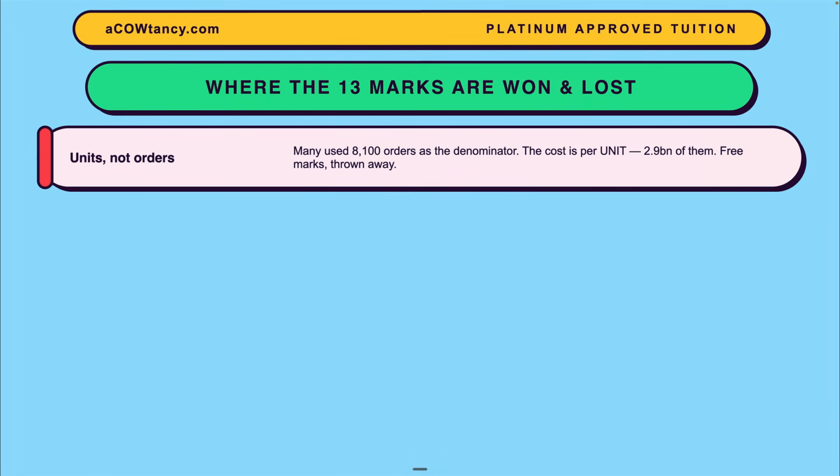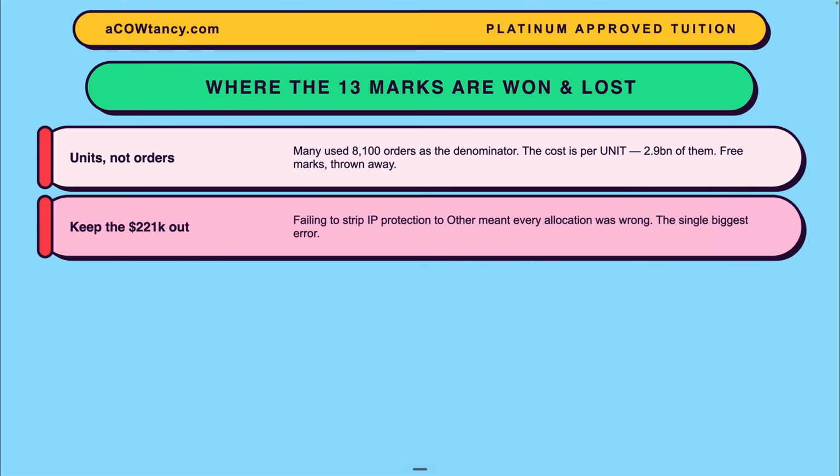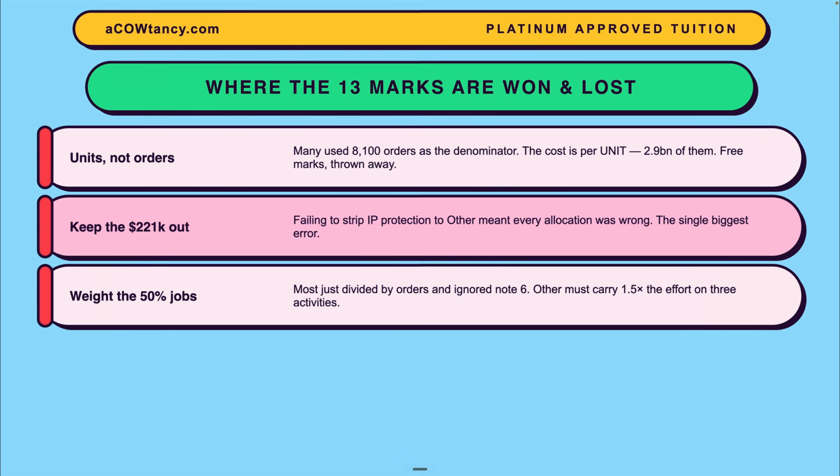So that's it. Where did people go wrong? They used 8,100 orders as the denominator. Well, they shouldn't. They should have used 2.9 billion. Many forgot to take the 221k out, even though that was pretty obvious. It just told you straight away. The 50% weighting was quite tricky, wasn't it?